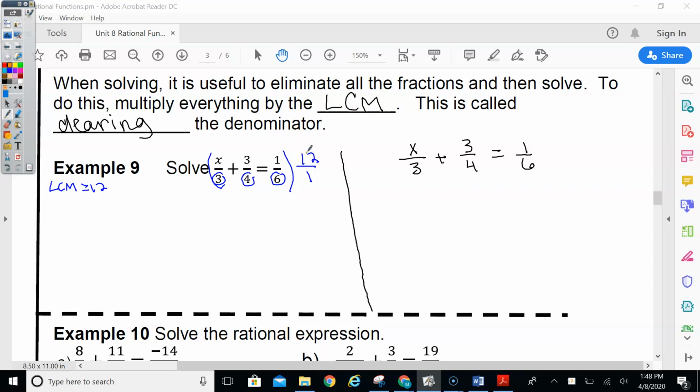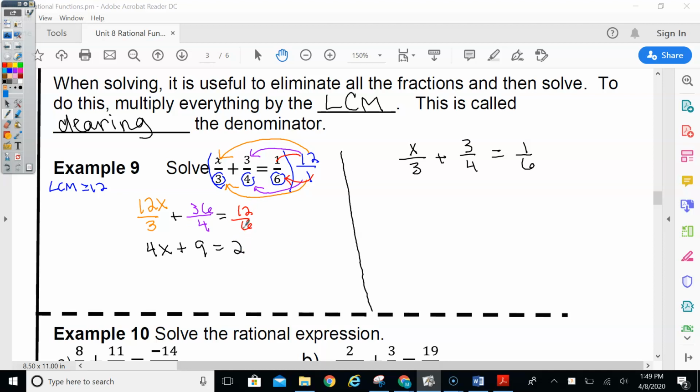So when I do that, here we're going to do top, top, bottom, bottom, and get 12x over 3, which is going to reduce, and we'll do that in a second. And then I multiply this one to get 36 over 4. And you multiply the last one to get 12 over 6. So if I reduce all of these, 12 over 3 reduces to 4x, 36 over 4 reduces to 9, and 12 over 6 reduces to 2.